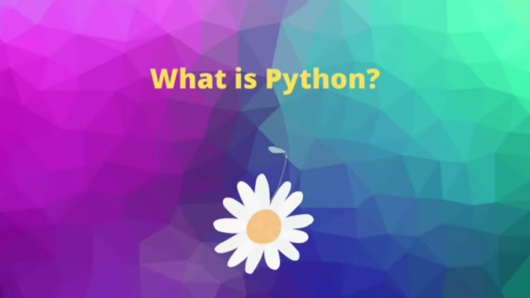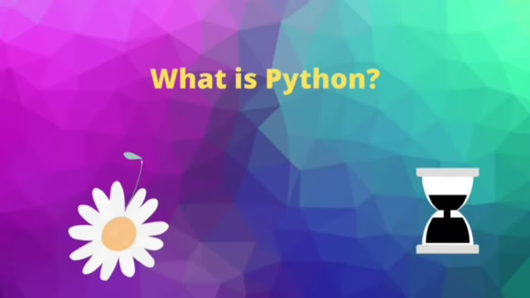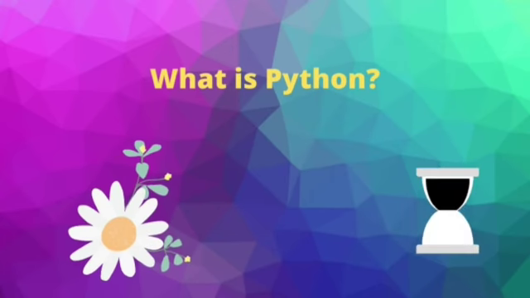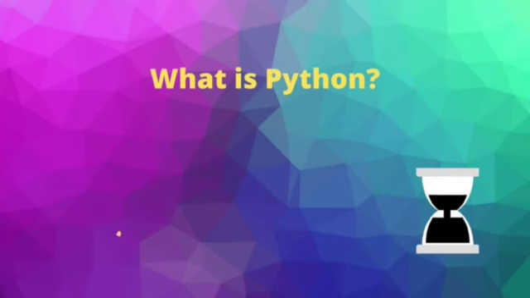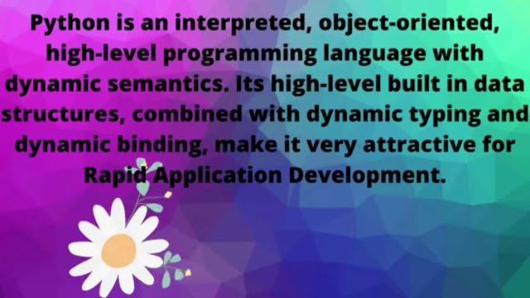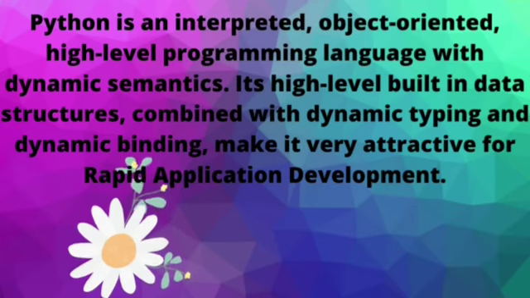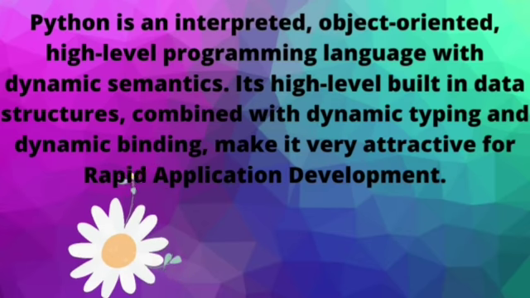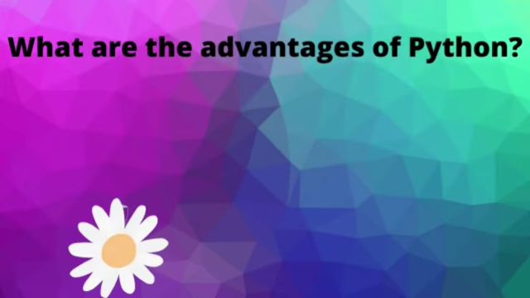And next question is, what is Python? And the answer is Python is an interpreted object oriented high level programming language with dynamic semantics. Its high level built in data structure combined with dynamic typing and dynamic binding make it very attractive for rapid application development. And the next question is, what are the advantages of Python?